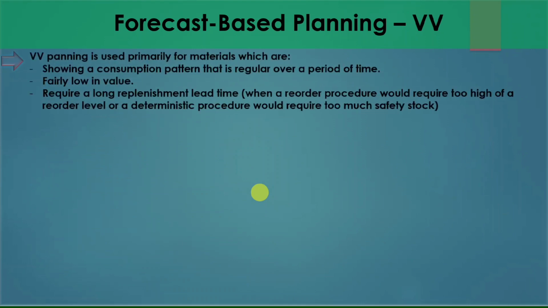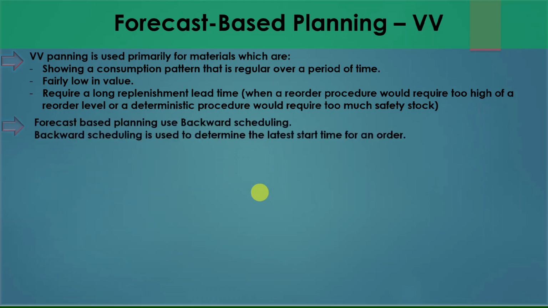Then next, forecast based planning. VV or forecast based planning is used primarily for materials which show a consumption pattern that is regular over a period of time. Also for those materials whose value is fairly low, not volume, I'm talking about the value, and which also require a long replenishment lead time. So when you buy a material and, let's say, for that material GR processing or delivery time is long, in those cases we use forecast based planning. Also, an important thing: forecast based planning is a backward scheduling.